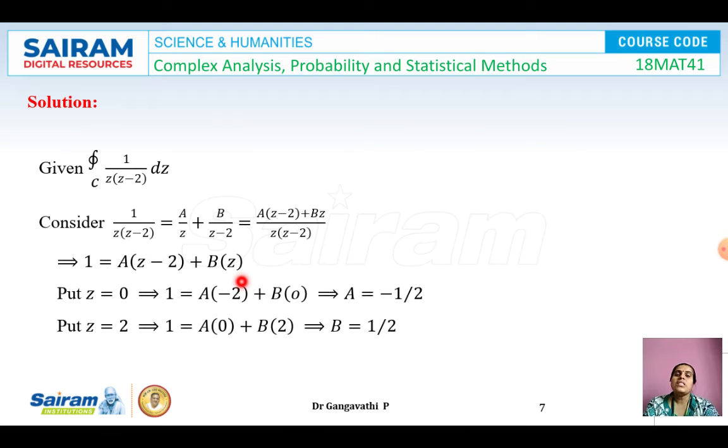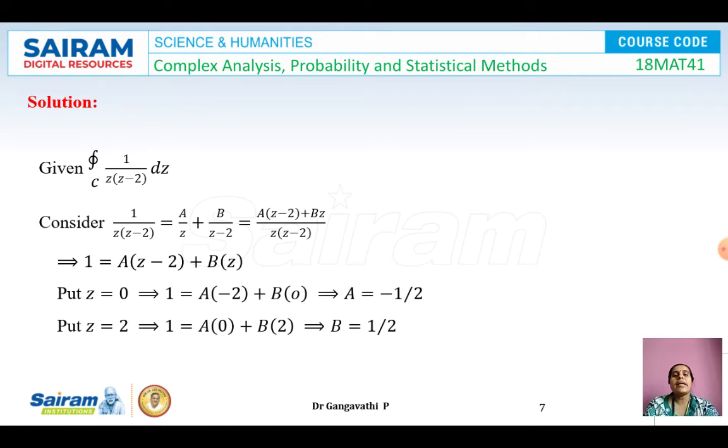Now substitute a suitable value for z in such a way that any one of the unknowns becomes 0, so that we can get the value of the other unknown. So suppose by substituting a suitable value for z, if a becomes 0, then we can get a value for b. Similarly, if we substitute some value for z in such a way b becomes 0, we will be able to get the value of a. So keeping that in mind, let us substitute z is equal to 0. If I substitute z is equal to 0, here b becomes 0, the entire term becomes 0. So here z is equal to 0, so a into minus 2 and b into 0. So we get the value of a, which is equal to 1 by minus 2, or it is minus half.